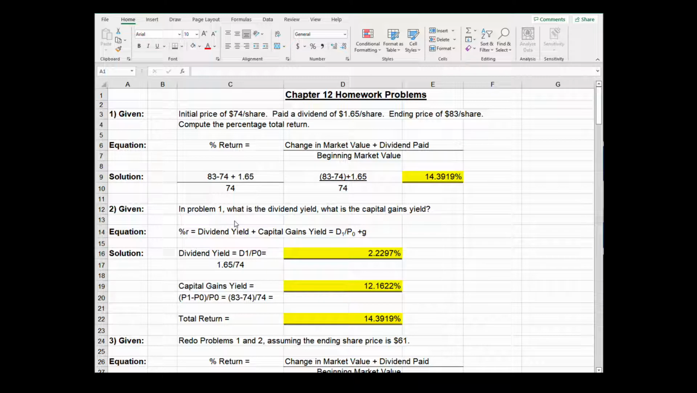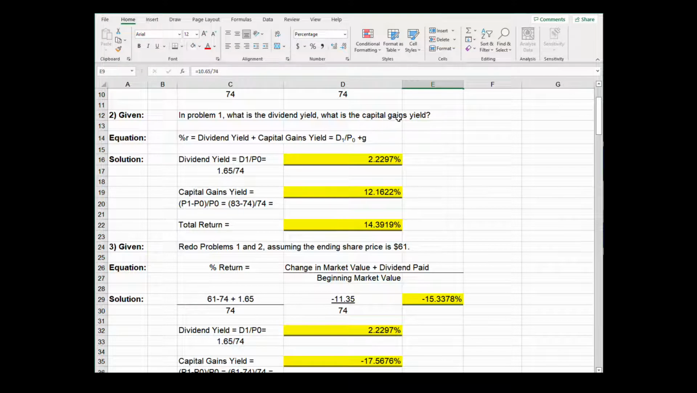The total return, two components of required return, are dividend yield plus capital gains yield. Since I have a common denominator of P0, I can take my change in market value, P1 minus P0 over P0, plus D1 over P0, or just put them both over the same P0 denominator. So what I really have then is $83 ending price, P1, minus P0 of $74, plus $1.65 of dividend, over $74 P0, and I get a total return of 14.39%.